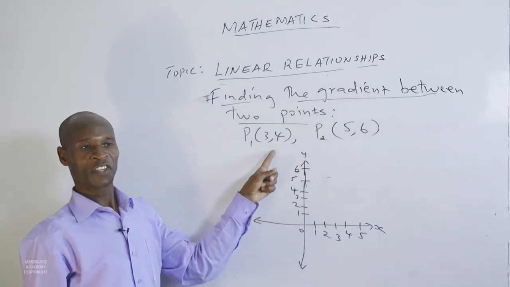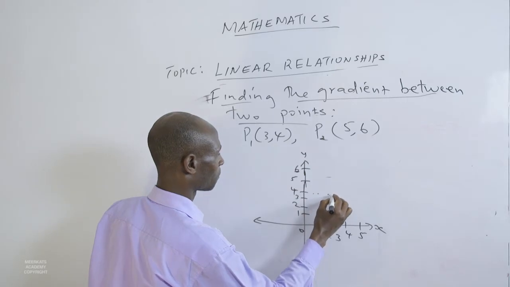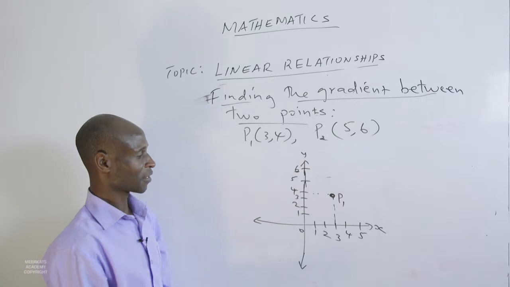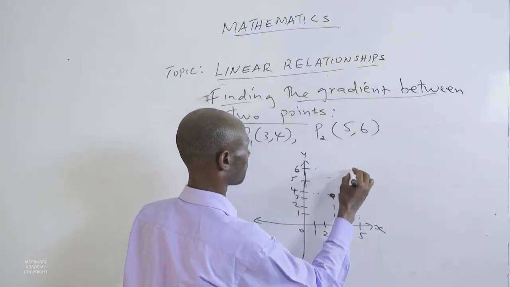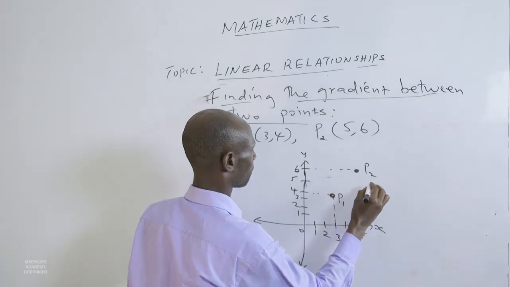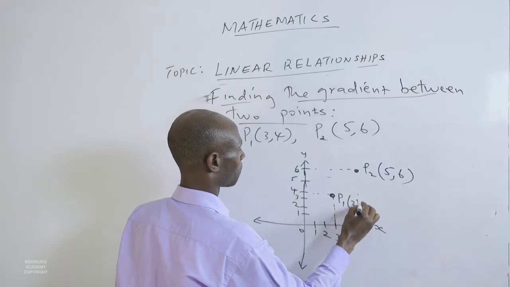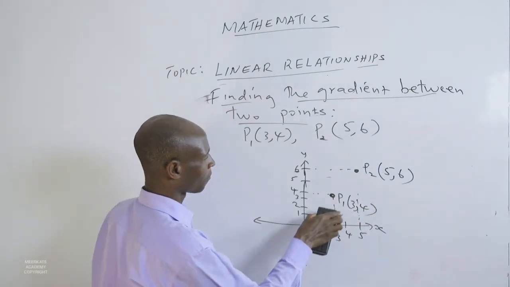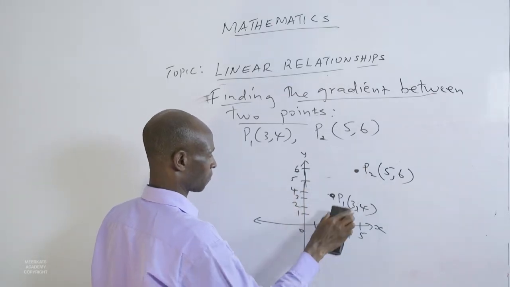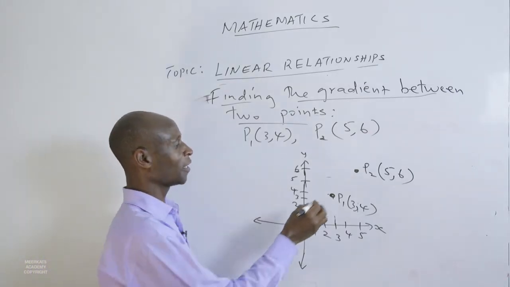So the first point is (3, 4). Then the second point is (5, 6). So we join the 2 points using a straight line.